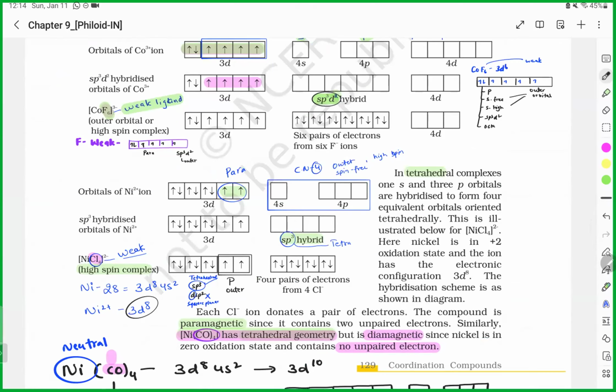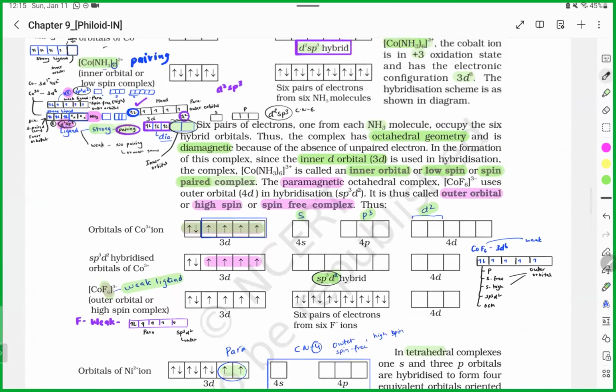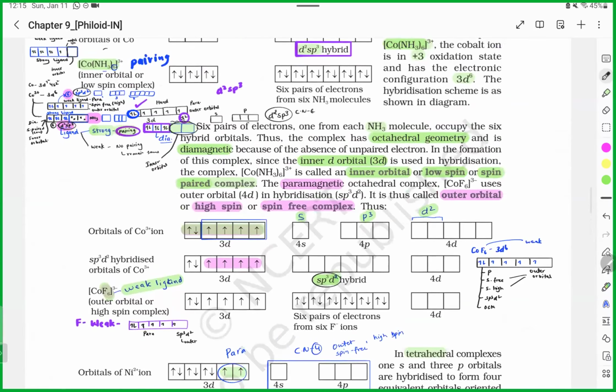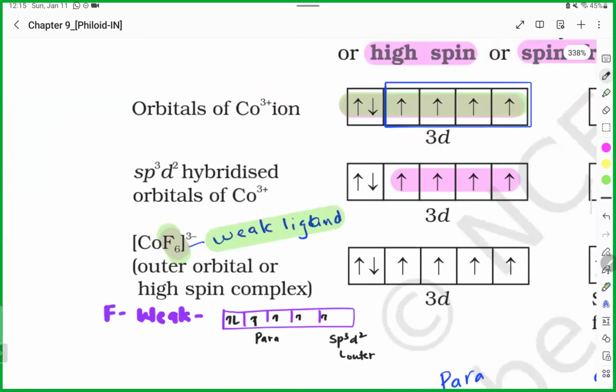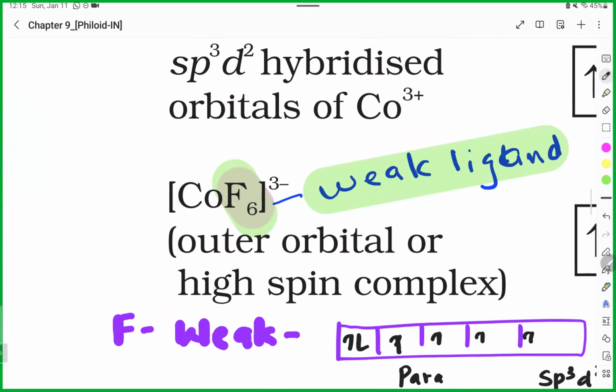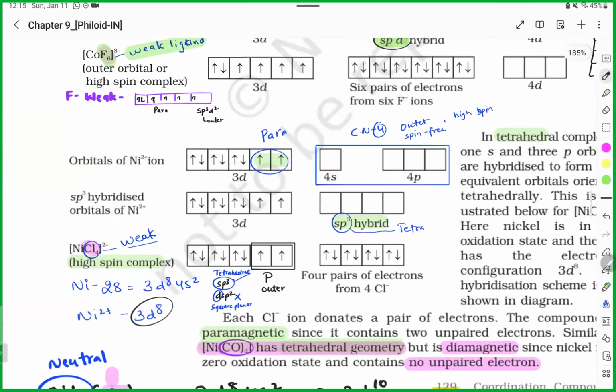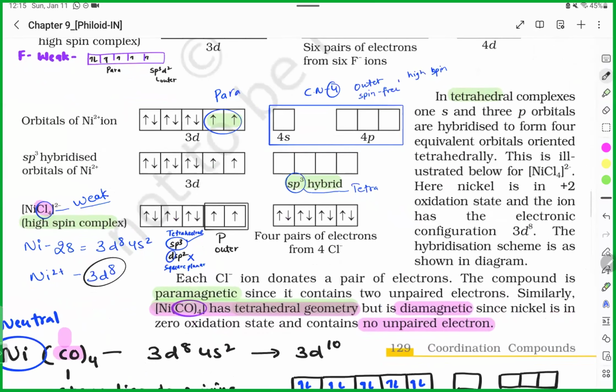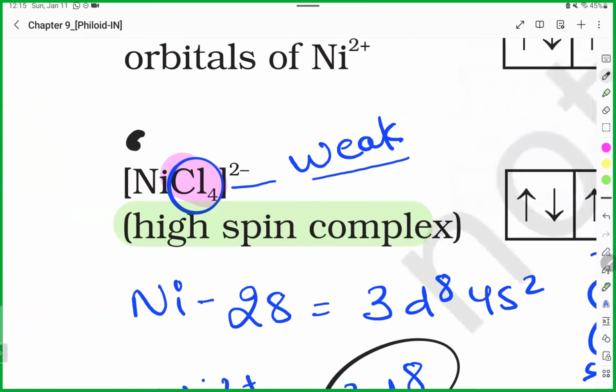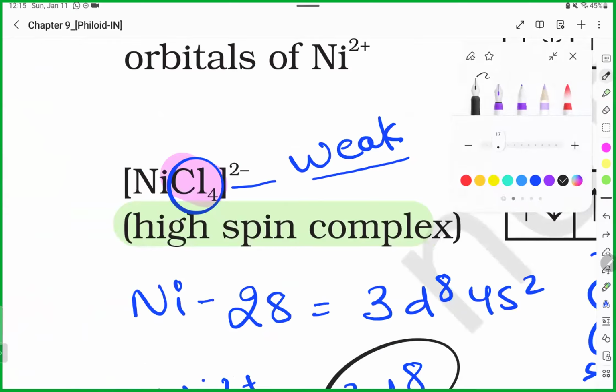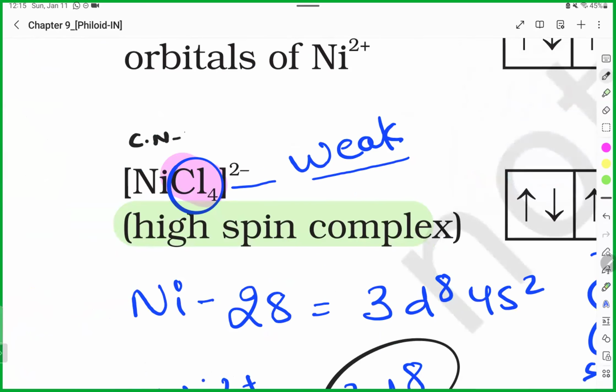Come to the tetrahedral compound. In a tetrahedral compound, you have only 4 ligands. In an octahedral compound, you have 6 ligands. For example, if you compare all this, cobalt had 6 ammonia, and in the second situation, cobalt had 6 fluorine. Both are octahedral, correct? But in the next compound, nickel has only 4 chlorine. It means the coordination number will be 4. Here, coordination number will be 4.